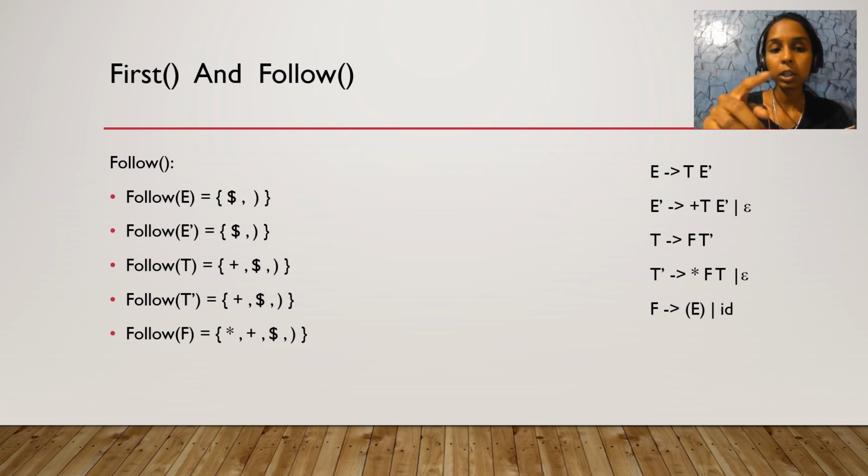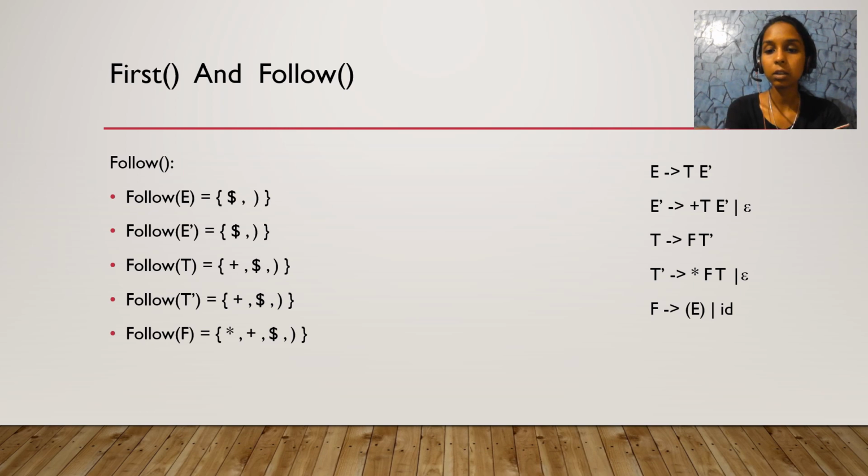Okay, and you can see that follow of E is equal to dollar and close parenthesis. The dollar we have considered here is because, as we have seen in the rules, if a symbol is the starting symbol, its follow will contain the dollar symbol. So here E is the starting symbol, so we are considering the dollar.